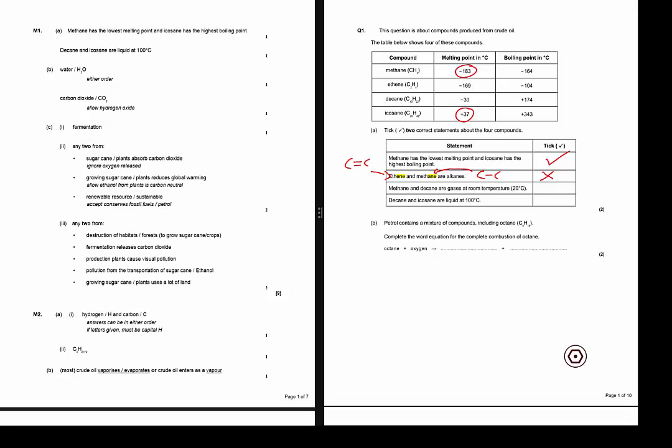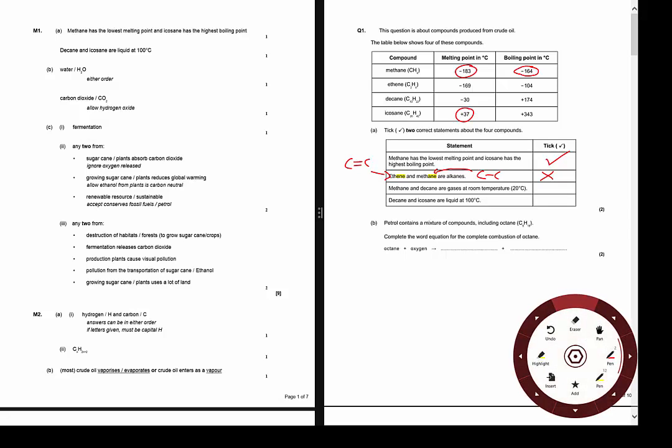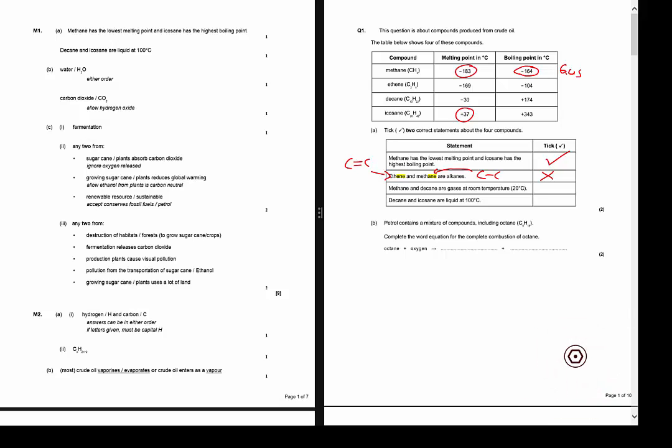The next statement says that methane and decane are gases at room temperature, so 20 degrees C. If we look at the table, methane has a boiling point of minus 164, so this is a gas at 20 degrees C, whereas decane has a boiling point of 174, so this would not be a gas at 20 degrees C, so this statement is incorrect.